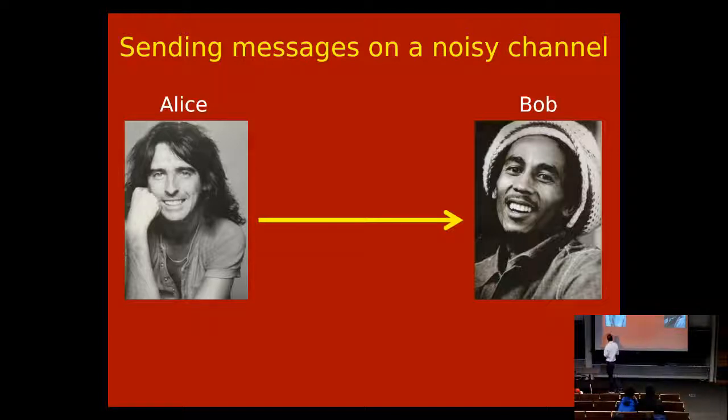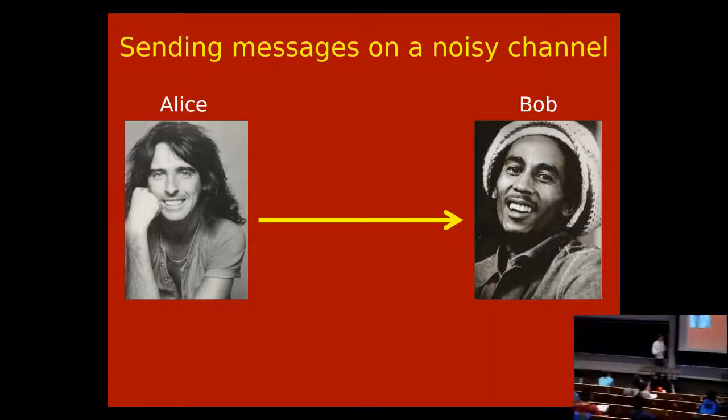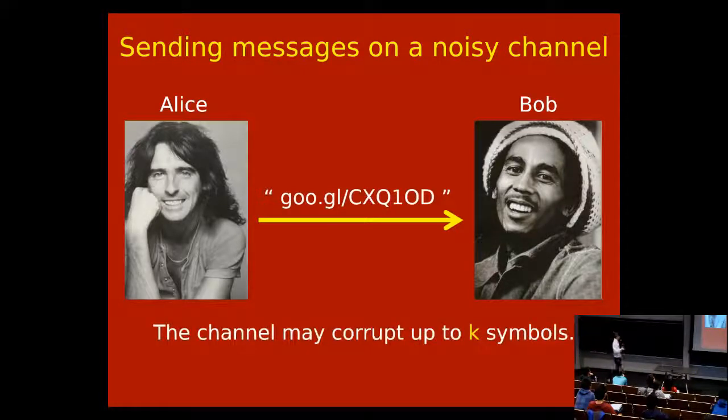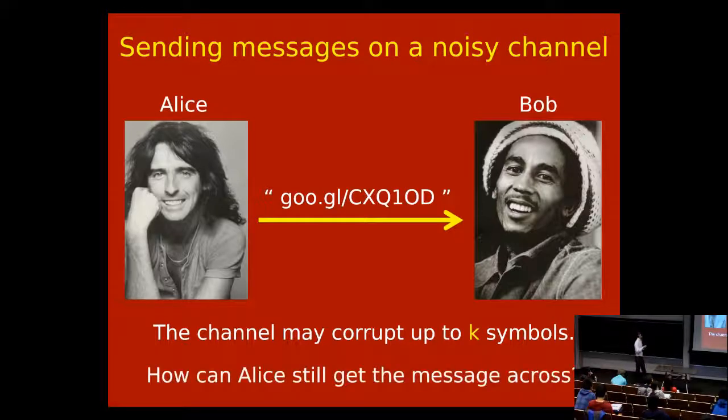So let's say Alice has a message that she wants to send to Bob. So you might say, like, check out this cool URL. But let me imagine a simple scenario where the channel might corrupt some number of symbols in your message. So how can Alice add a little bit of redundancy to her message so that Bob can still figure out what she's trying to say?